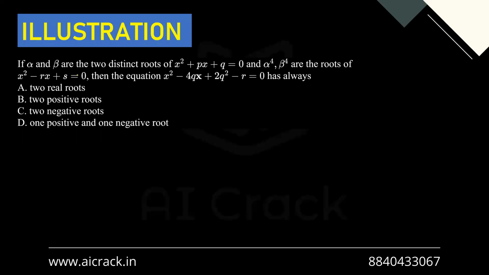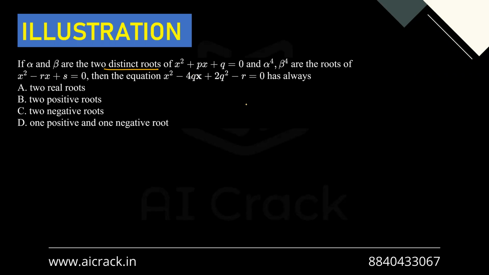Now let's look at this example. If alpha and beta are two distinct roots of x square plus px plus q equals to 0, and alpha raised power 4 and beta raised power 4 are the roots of x square minus rx plus s, then the equation x square minus 4qx plus 2q square minus r equals to 0 has always, and these are the options. Now let's try to solve this one.